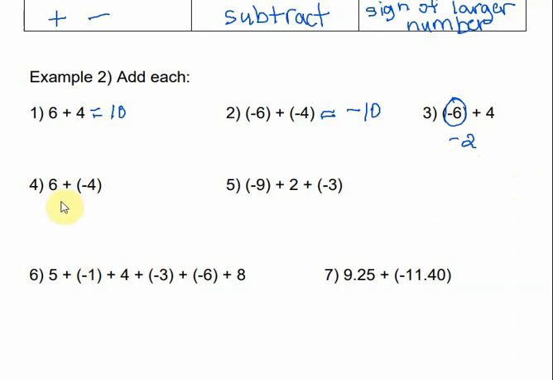All right, and number 4. I have a positive 6 and a negative 4. My signs are different, so I'm going to subtract. If I take away 4 from 6, I get 2. Should it be positive or negative? My bigger number is positive, so my answer is also positive.